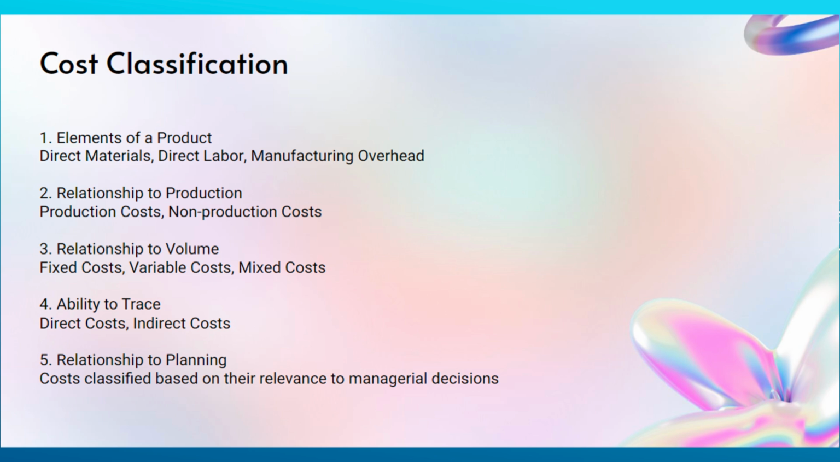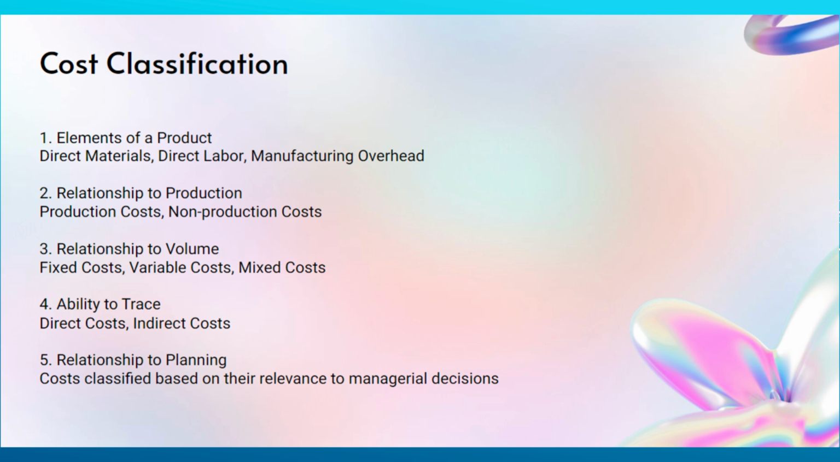Number two, classification based on relationship to production. We have production cost and non-production cost. So production costs are costs incurred during manufacturing, and non-production costs are costs that are not directly tied to production. Number three, classification based on relationship to volume, which is what we're going to be focusing on in this tutorial. So we have fixed costs, variable costs, and mixed costs.